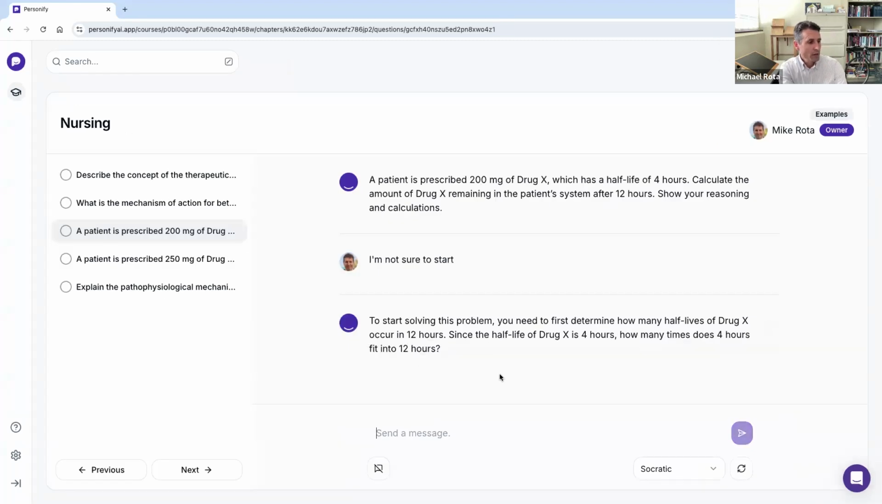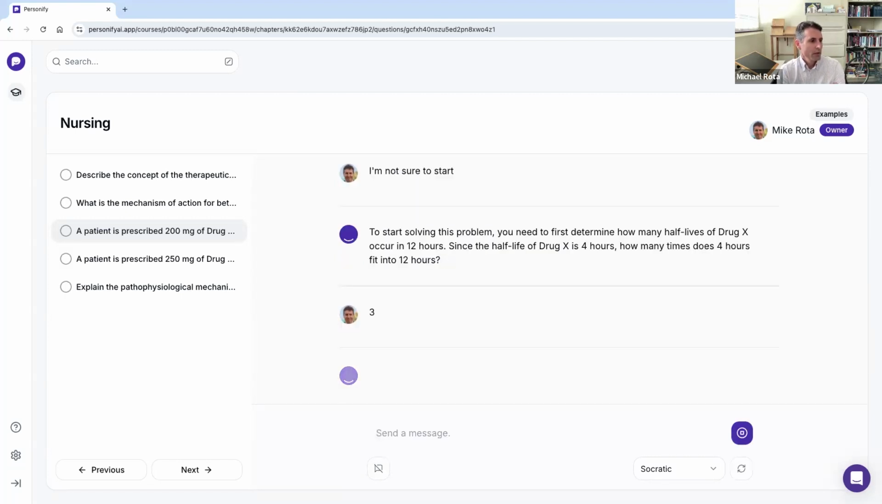Well, the AI will help me out. To start solving this problem, you need to first determine how many half-lives of drug X occur in 12 hours. Since the half-life of drug X is 4 hours, how many times does 4 hours fit into 12? Okay, so I could answer that. Let's say I answer that as 3.